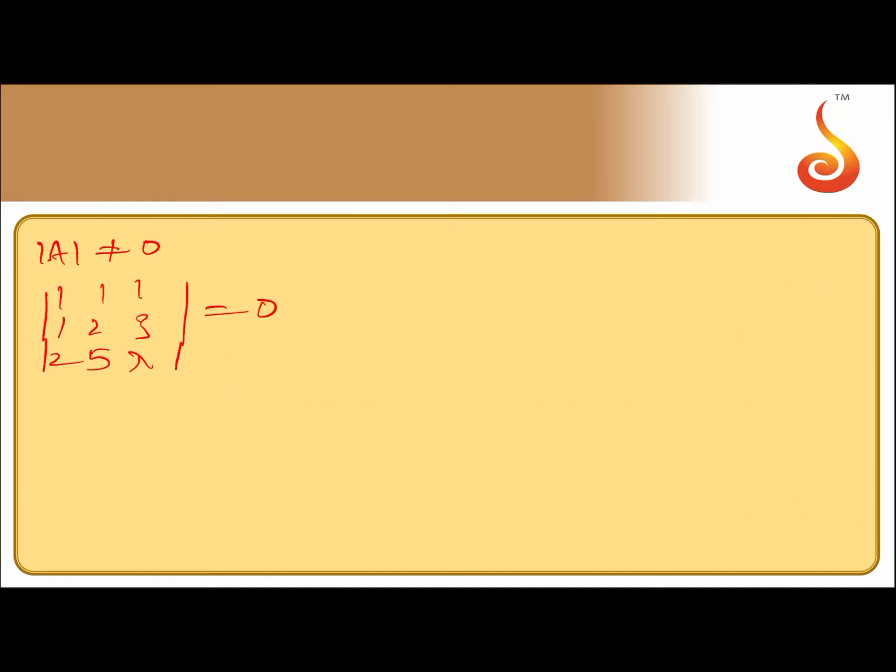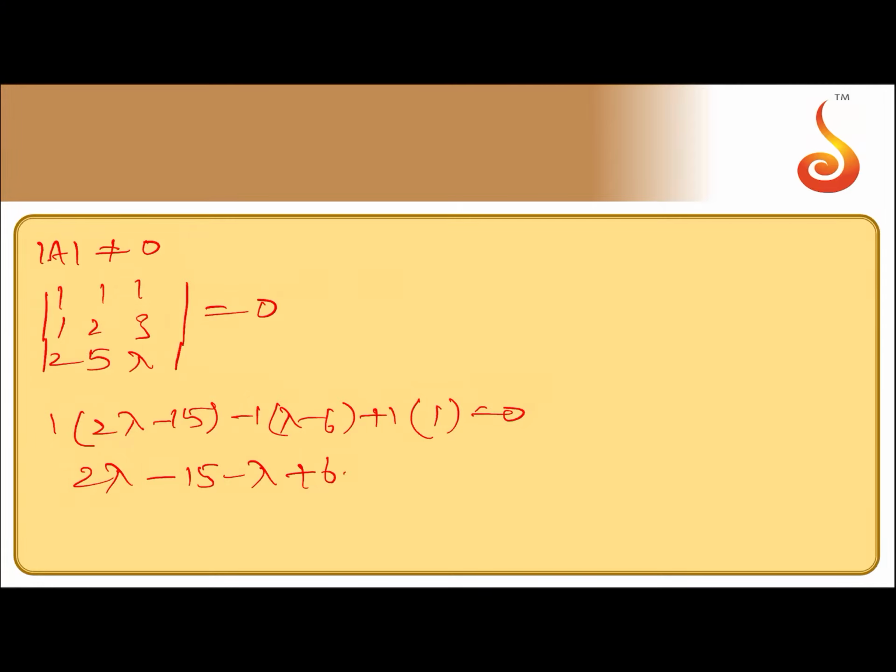Let me expand this one. So by using expansion, 1 multiplied by 2 lambda minus 15, minus 1 multiplied by lambda minus 6, plus 1 multiplied by 5 minus 4, not equal to 0. And expanding, 2 lambda minus 15 minus lambda plus 6 plus 1. So it is 2 lambda minus lambda, lambda. Minus 15 plus 6 plus 1, minus 8, not equal to 0.